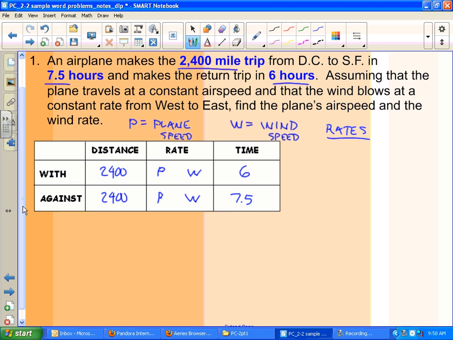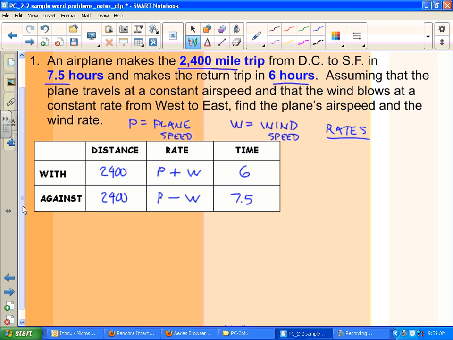What do I stick in between them? Do I stick plus signs for both of them? Which one gets the plus sign? Which one's going to make the bigger rate? With the wind. So when I'm flying with the wind, my speed will be faster because I'm combining both the plane and the wind together. And then what do I do when I'm against it? I'm subtracting because I'm flying into the wind. If I'm going 100 miles an hour and the wind is pushing at 20, that means I'm not going 100 anymore. I'm flying less than 100 miles an hour.